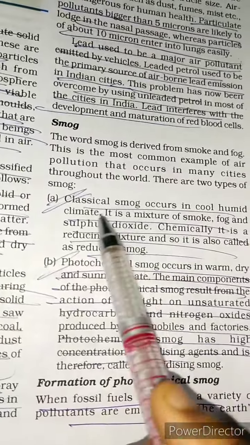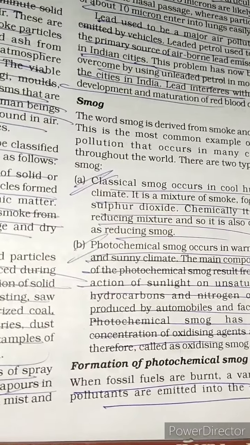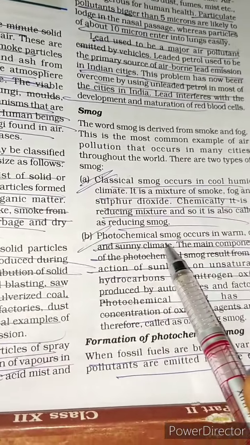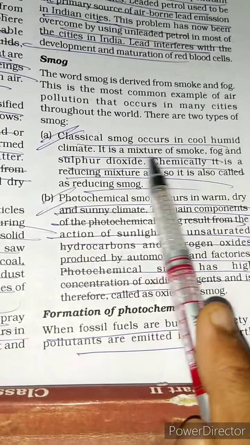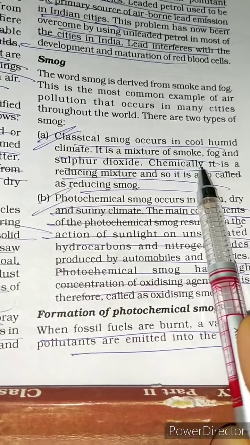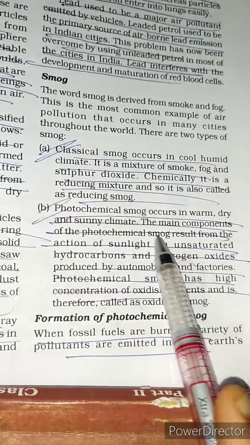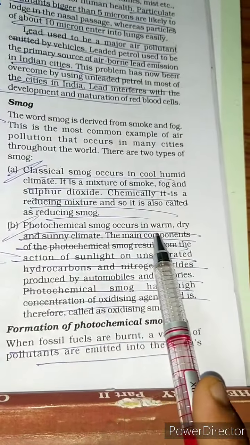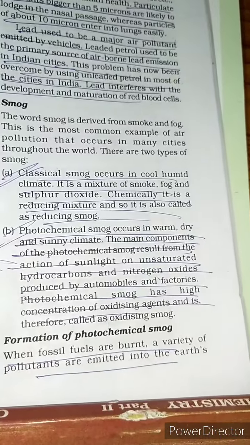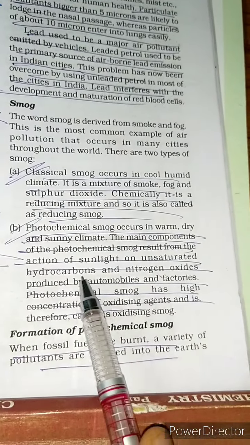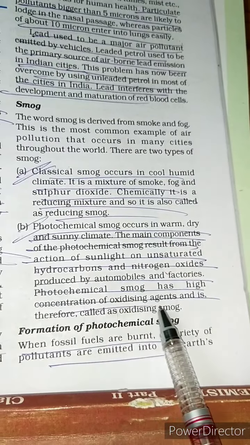Okay, now let us study about smog. There are two types of smog. I hope you know what is smog. Fog plus smoke gives smog. Now, classical smog and photochemical smog. Classical smog occurs in cool, humid climate. It's a mixture of smoke, fog, and sulfur dioxide. Chemically, it is a reducing mixture and is also known as reducing smog. Photochemical smog occurs in warm, dry, and sunny climate. The main components of photochemical smog result from the action of sunlight on unsaturated hydrocarbons and nitrogen oxides produced by automobiles and factories. Photochemical smog has high concentration of oxidizing agent and is therefore called oxidizing smog.